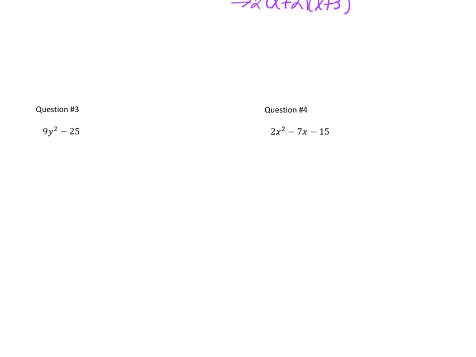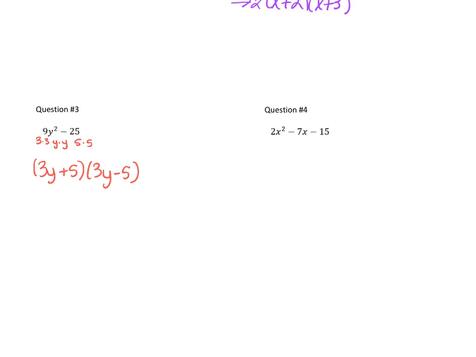Question number 3 is a difference of squares, and this one's a little bit tough because there's an a value. But remember that 3 times 3 is 9, y times y is y squared, and 5 times 5 is 25. So this difference of squares will factor as 3y plus 5, 3y minus 5. It doesn't matter if the plus or the minus comes first, but this is what the factored form would look like.